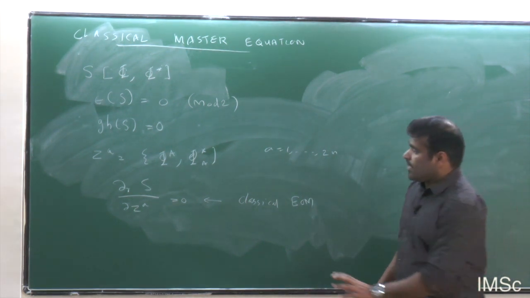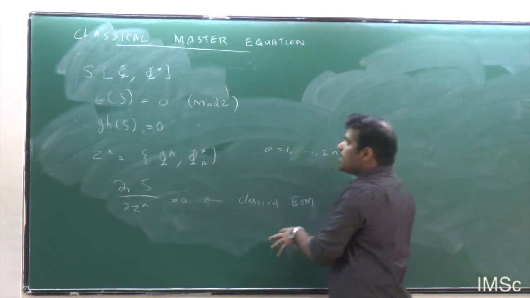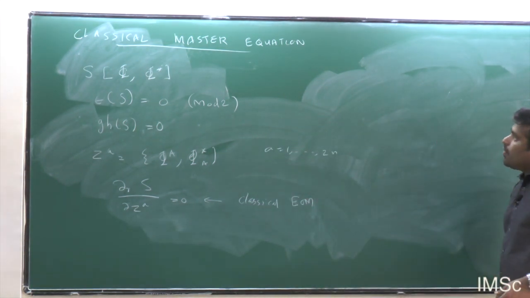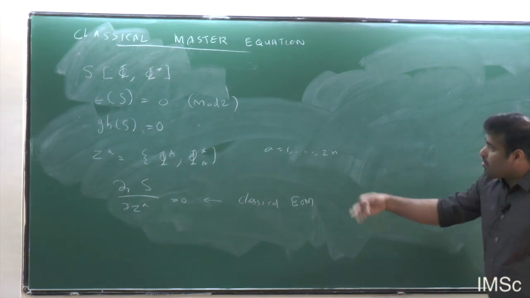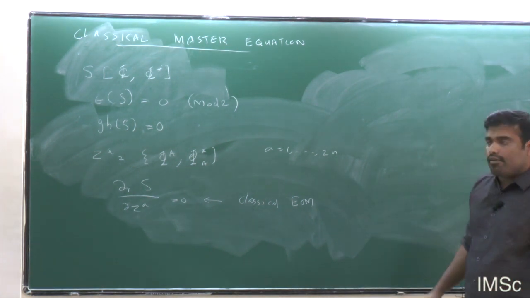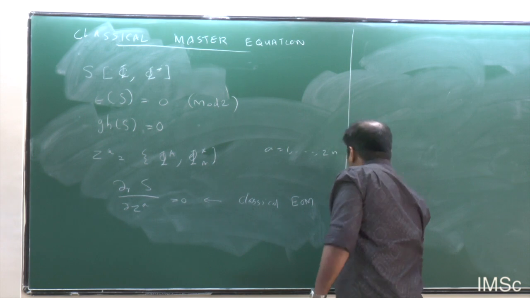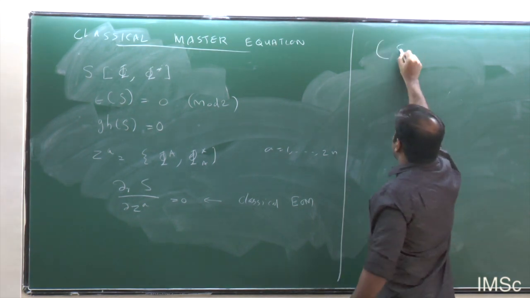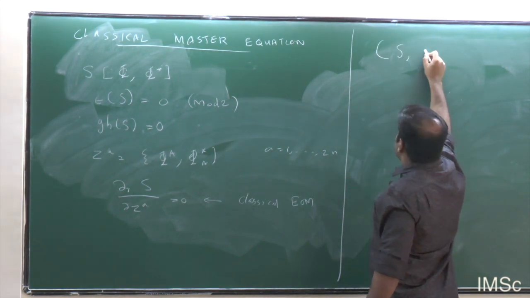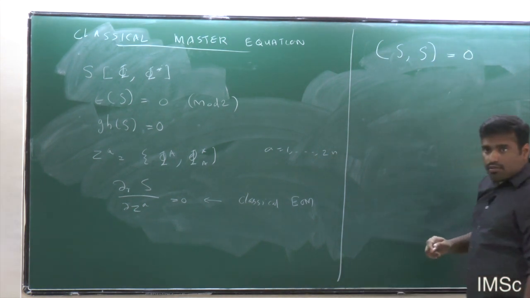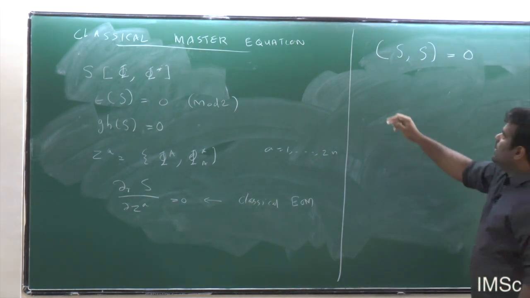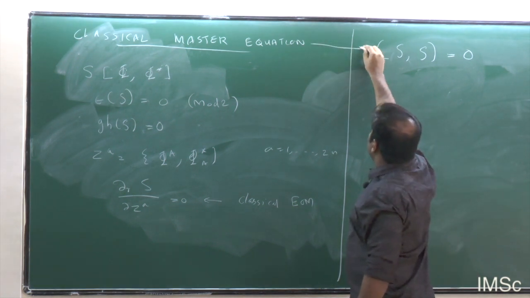Now we are not going to analyze this equation. What we are going to analyze is the master equation. So what is the classical master equation? The classical master equation is an equation on top of the classical equation that you have. The equation is the following: take the anti-bracket of S with S and demand that it is equal to 0. This is the classical master equation.